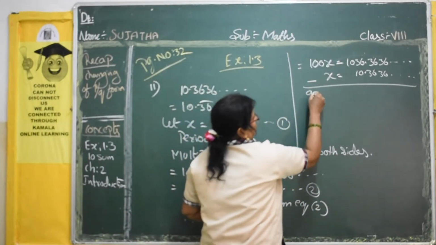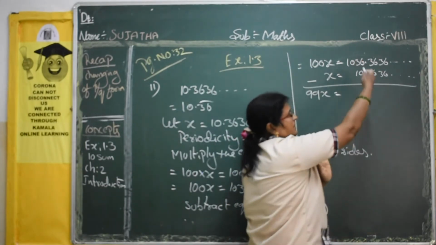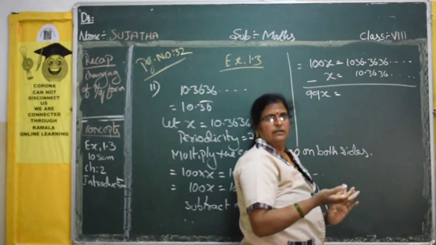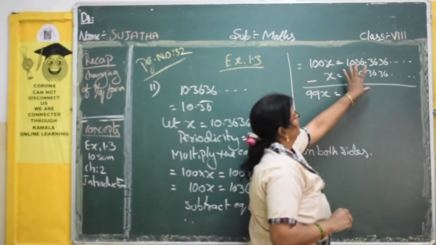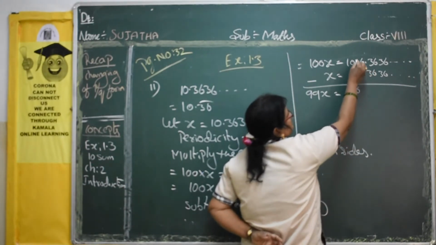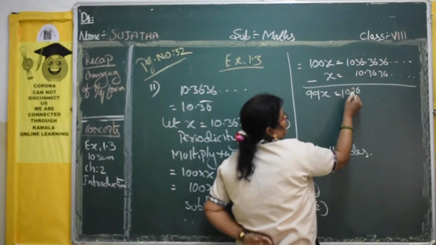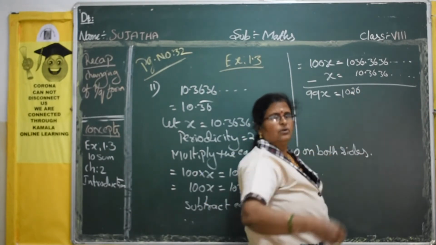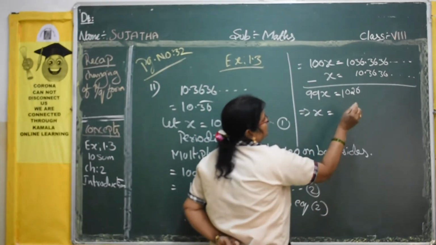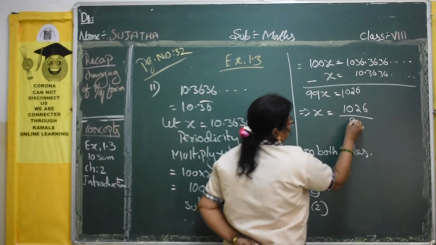99x is equal to... after the decimal, everything is zeros, so there is no need to write that. Now see here: 6 minus 6 is 0, 3 minus 3 is 0, and we get 0.00, so no need to write all that. Now it implies x is equal to 1026 by 99.